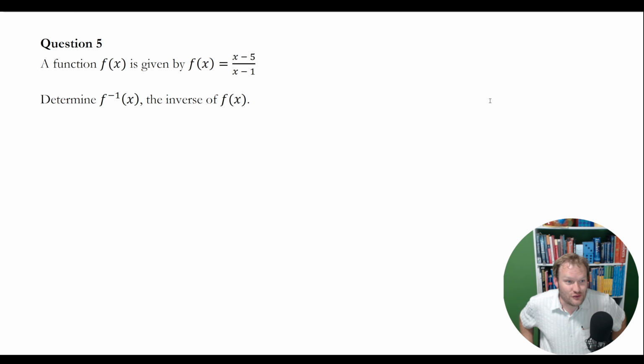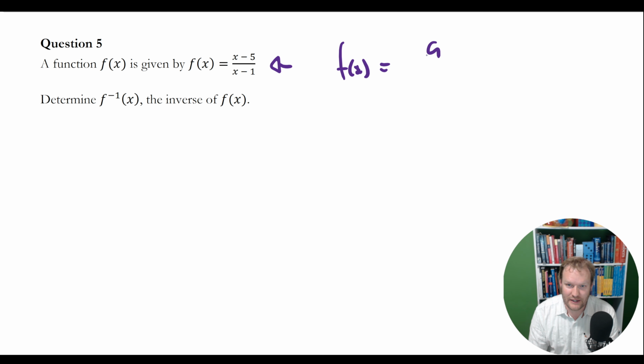Okay, so we've got question 5. A function f of x is given by this expression over here, and we need to determine the inverse of that function. Now, one way to get into this, which could be quite interesting, is to rewrite this in the form f of x equals a over x minus p plus q, because then you can just switch your asymptotes. But let's go through it algebraically. You'd still have to do algebra this way anyway.